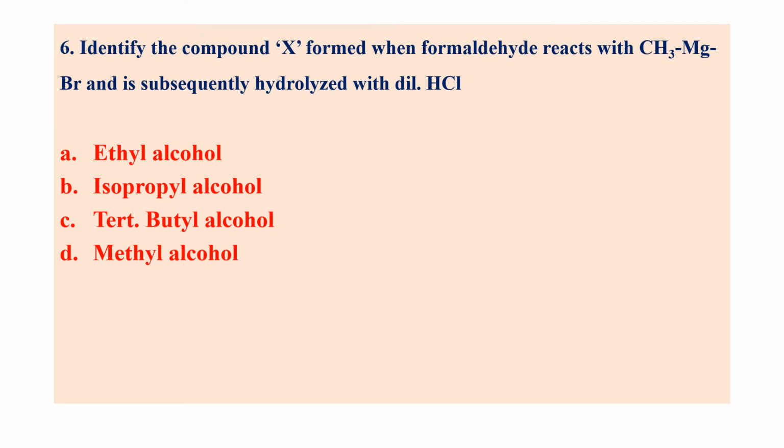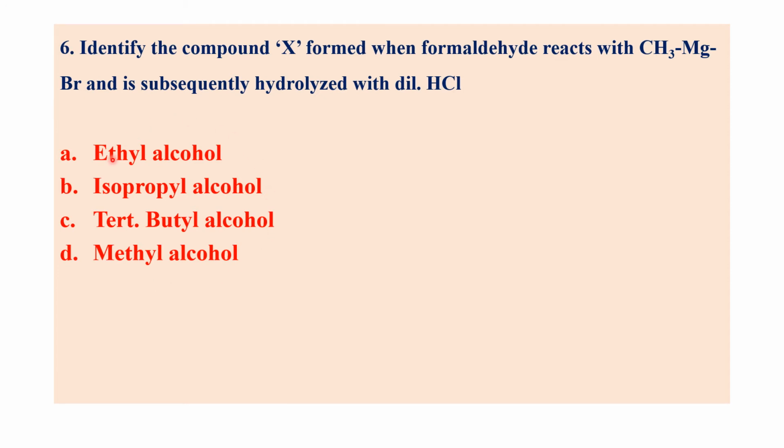Identify the compound X formed when formaldehyde reacts with methyl magnesium bromide and is subsequently hydrolyzed with dilute HCl. So we will find the X product when formaldehyde, that is an aldehyde in which an R alkyl group is not present, instead of the R alkyl group, hydrogen is present, reacts with the Grignard reagent. Here this methyl magnesium bromide is the Grignard reagent, and then it will hydrolyze with HCl. So these are the products.